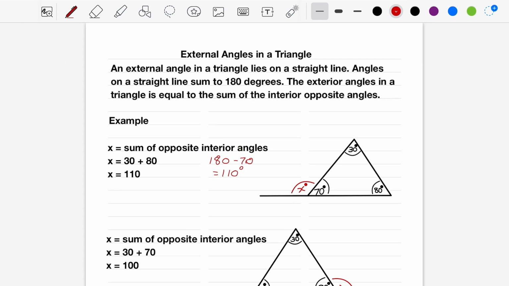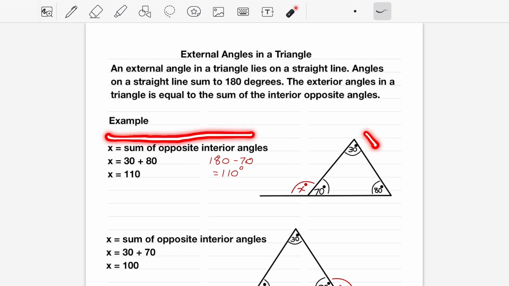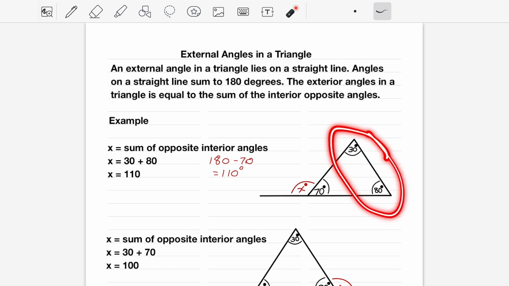Or according to the rule that we are seeing here, we can say x is equal to the sum of the opposite interior angles. So that is this right here. 30 plus 80 is 110. So the answer is also 110. Right? Same answer, different working. So you all can try it both ways.